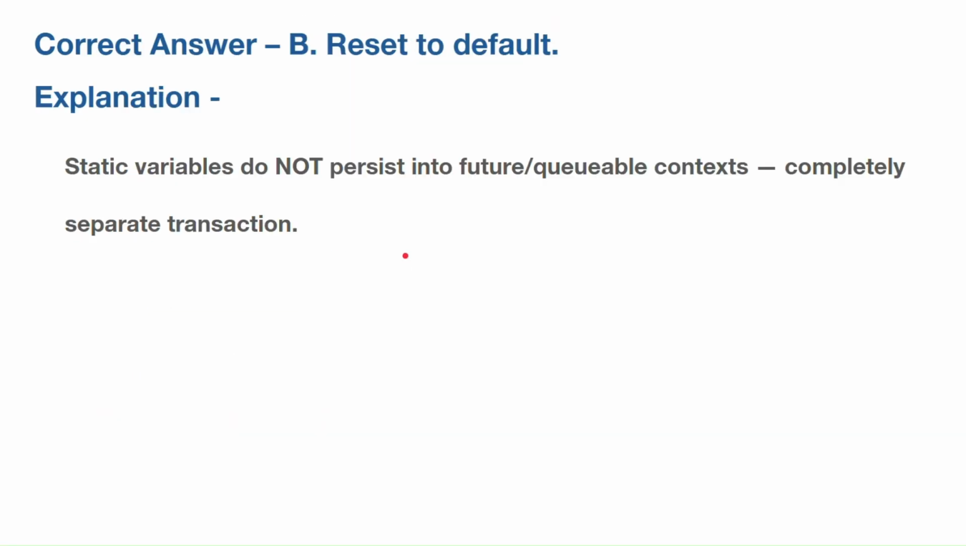But this is wrong. The correct answer is reset to default. The static variables do not persist into future or Queueable contexts. Static variables are not going to persist into future or Queueable contexts because these are asynchronous operations, so they run in a separate transaction.